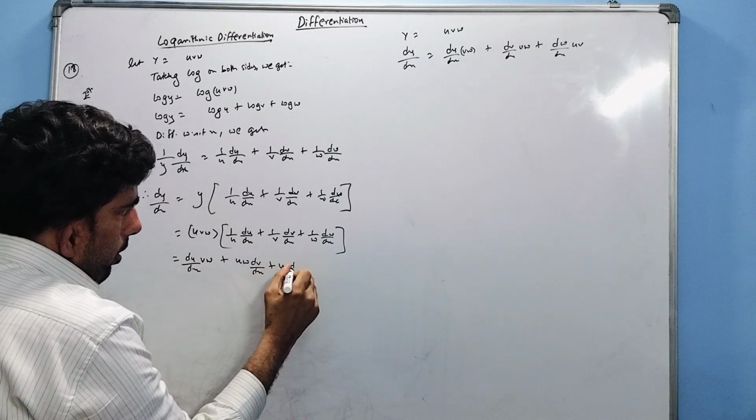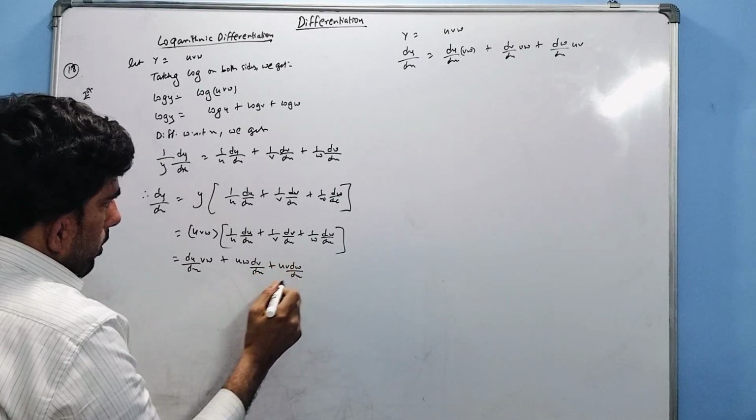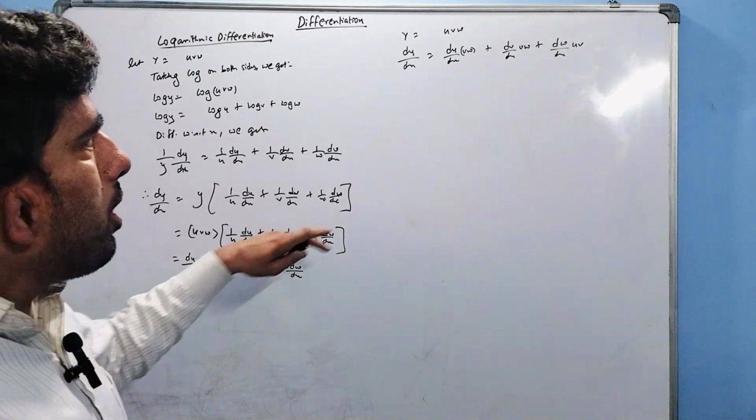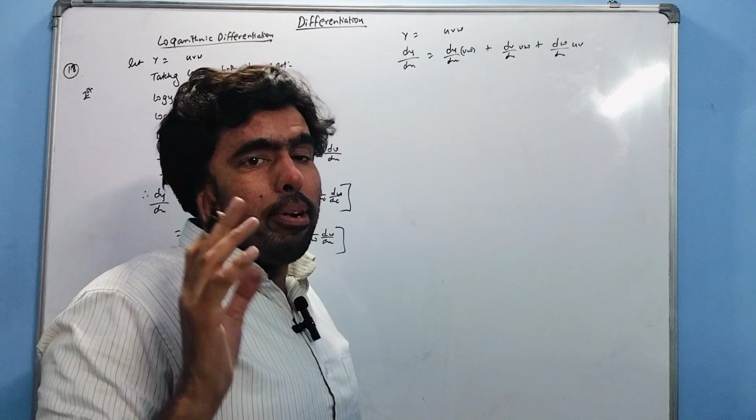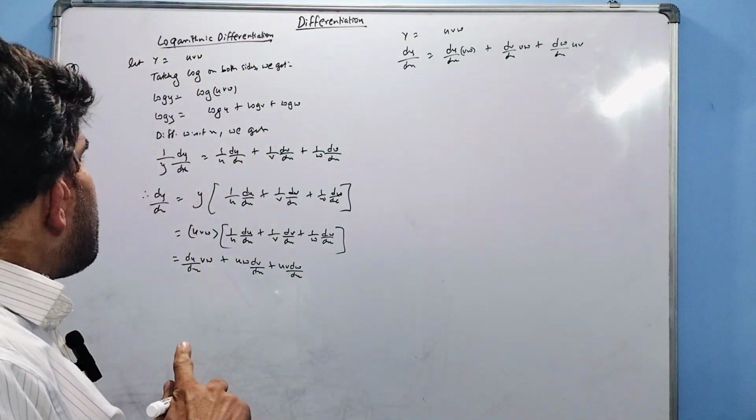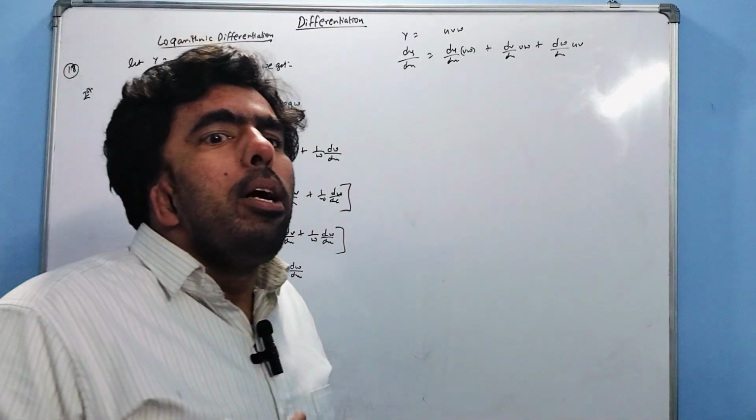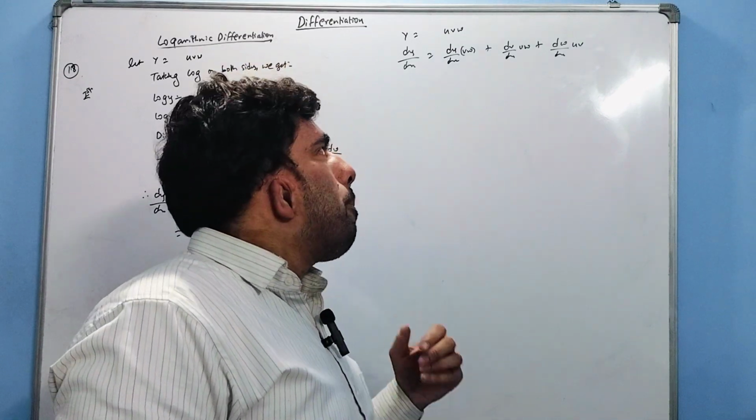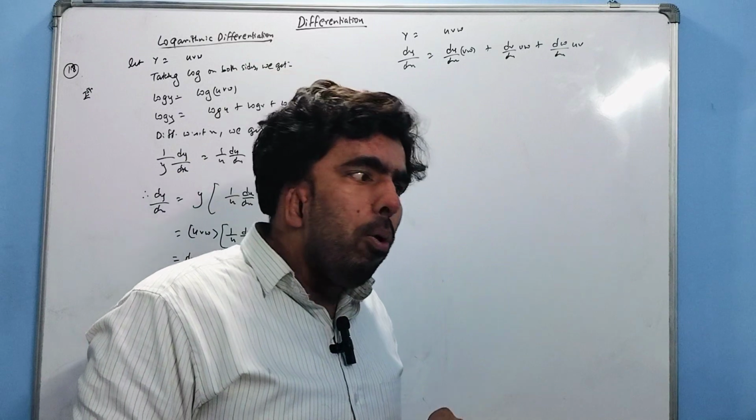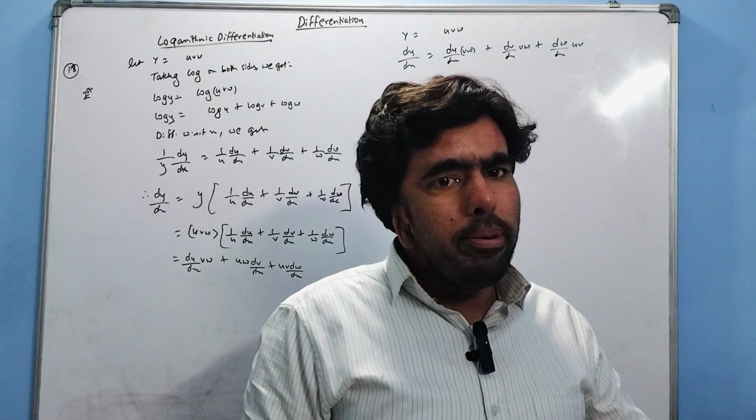So we can see we have found the answer same by differentiating by two different methods, by logarithmic differentiation and by repeated application of the product rule. So that is how we try to differentiate the function using log.